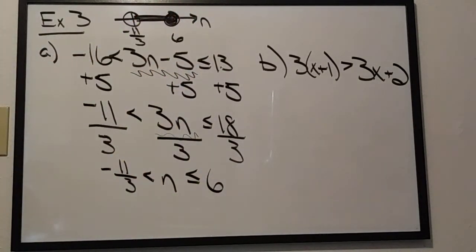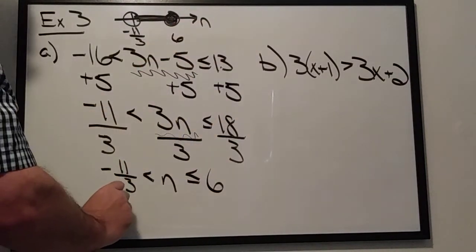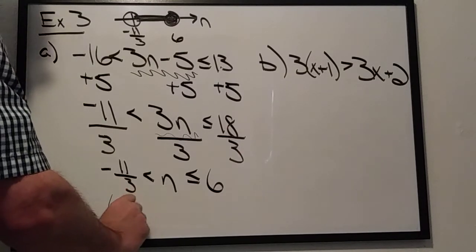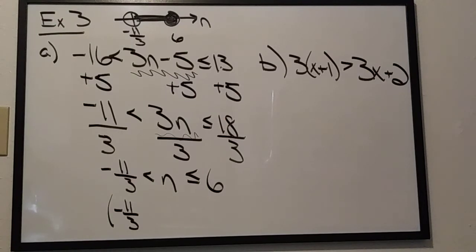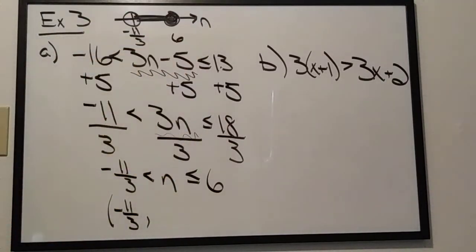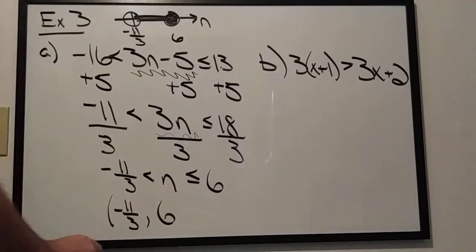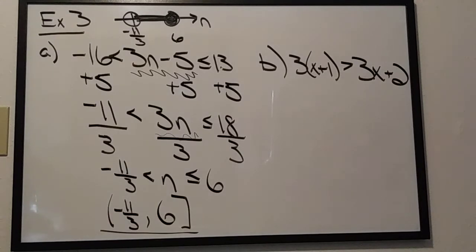So now that I have that picture, I can write down the interval notation for this. Left to right, I start off with a parenthesis and a negative 11 thirds. Again, I'm using the parenthesis because I'm not including that negative 11 thirds. And then as I move to the right, the last number that I encounter here is a 6. And because of that solid dot, I'll put a square bracket. So there's our final answer in interval notation.